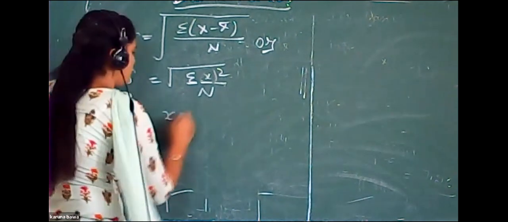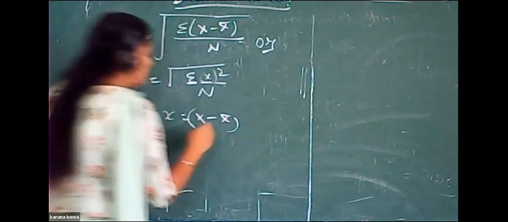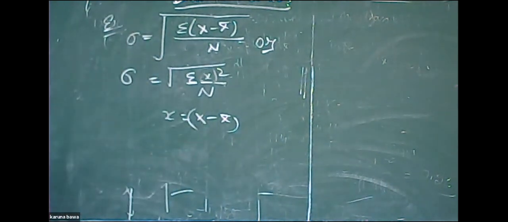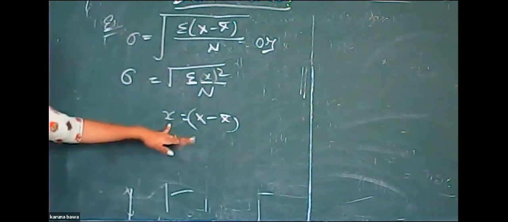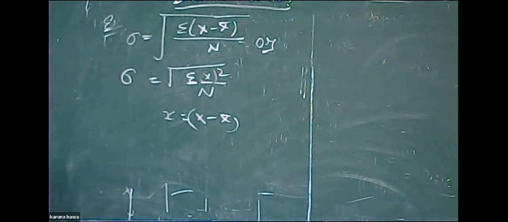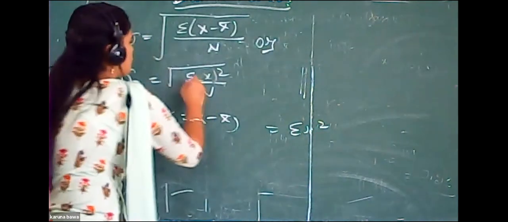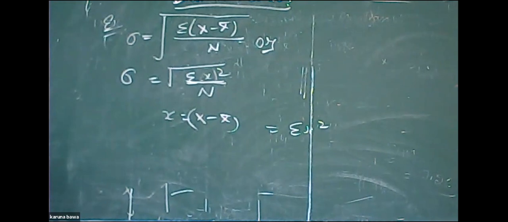Small x is found with the help of x minus mean. So calculate the actual mean of the series. This is the first step. Then take the deviation from the mean, x minus mean, with a small x. Square the deviation to obtain the total, summation x squared. Then divide the summation by the total number of items, n, and take the square root of it.